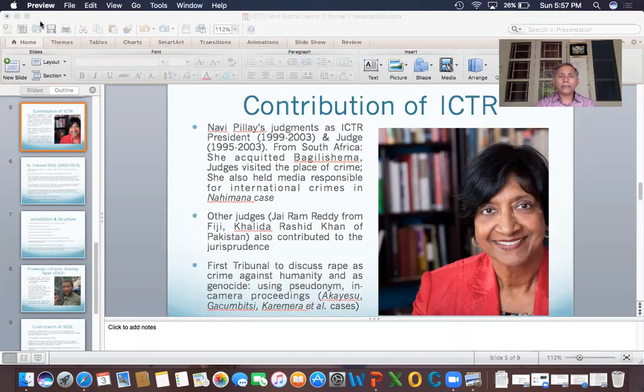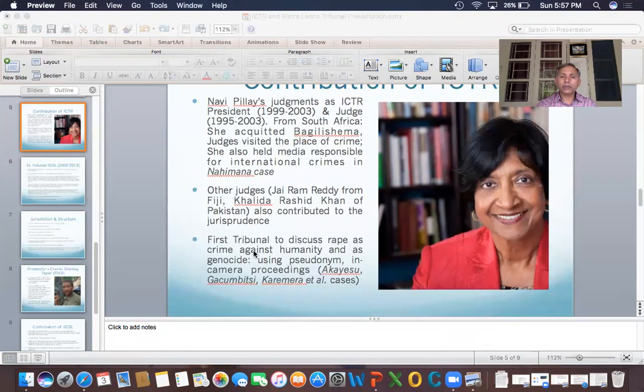Other judges from the Rwandan Tribunal were Jairam Reddy from Fiji and Khalida Rashid Khan from Pakistan. They have also contributed to the jurisprudence of the International Criminal Tribunal for Rwanda. This is a very important contribution, because this was the first tribunal to discuss rape as a crime against humanity and also as genocide. Before that, rape was not considered a crime against humanity, or as amounting to genocide. But for the first time the tribunal held, in the Akayesu, Gacumbitsi, and Karemera cases, that rape may amount to crimes against humanity and rape may amount to genocide.